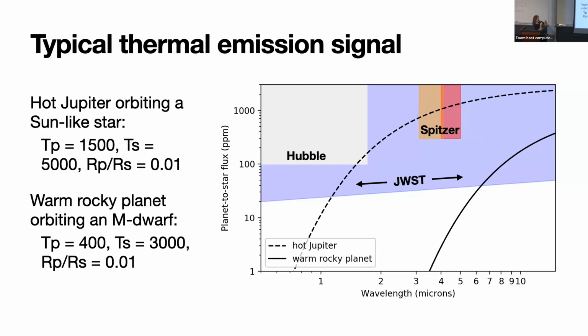And then I color-coded on this figure the sensitivity of these 3 different facilities to thermal emission measurements. So you can tell that Hubble was fairly limited in what it could see simply because the wavelength range was too blue. There's Spitzer IRAC. So Spitzer IRAC was a workhorse for hot Jupiters. And now with JWST, we can, for the first time, really start pushing down to smaller planets and cooler planets, which is super exciting.